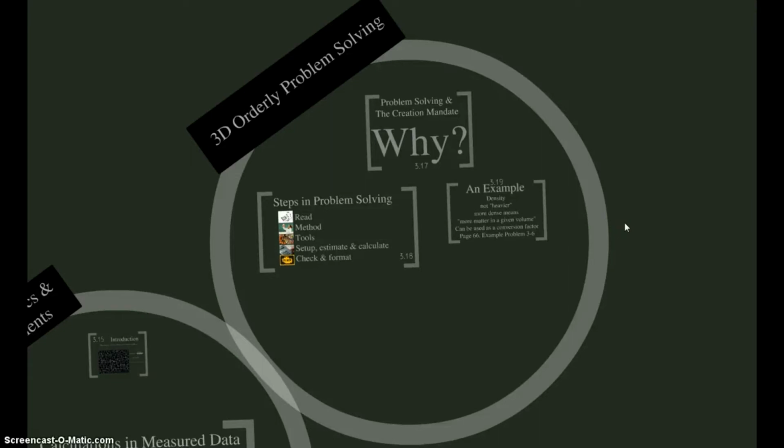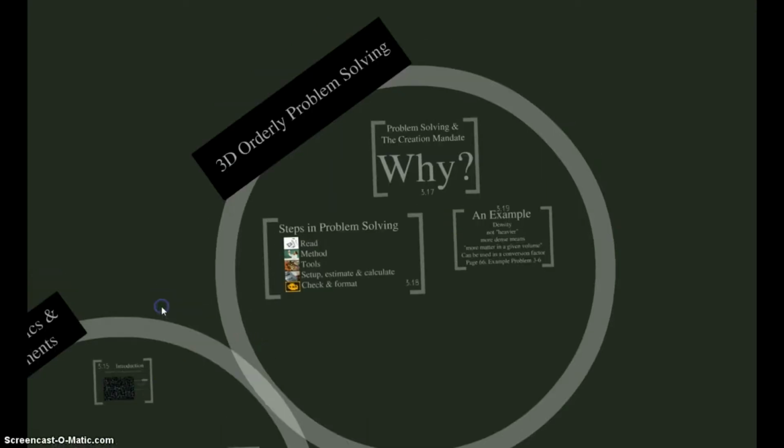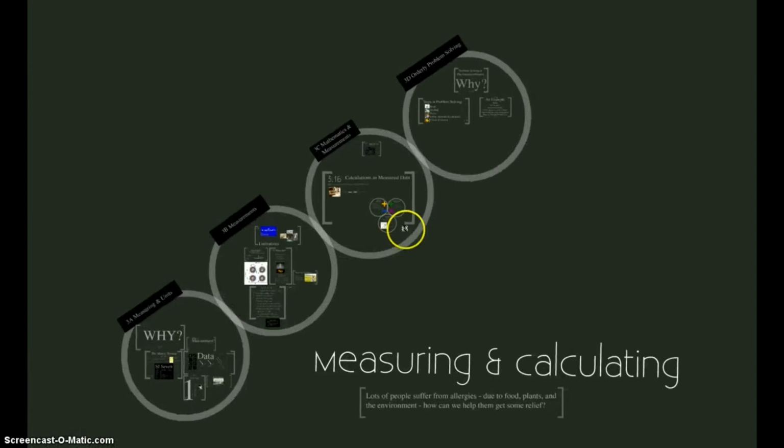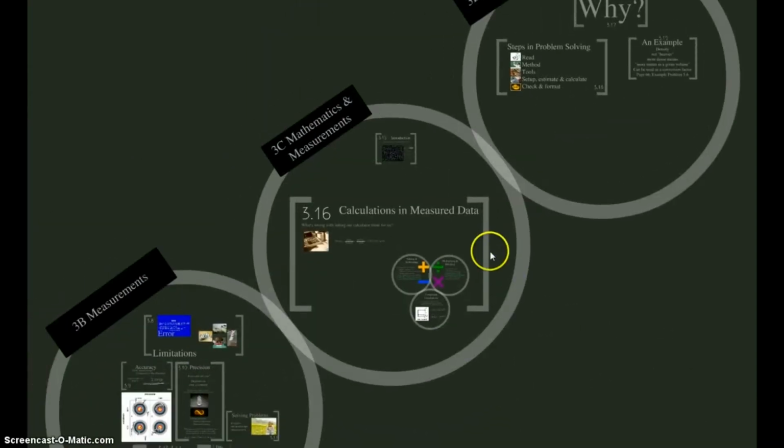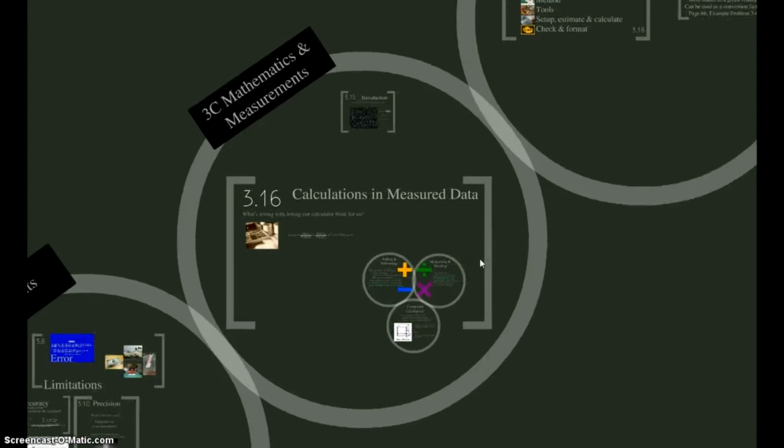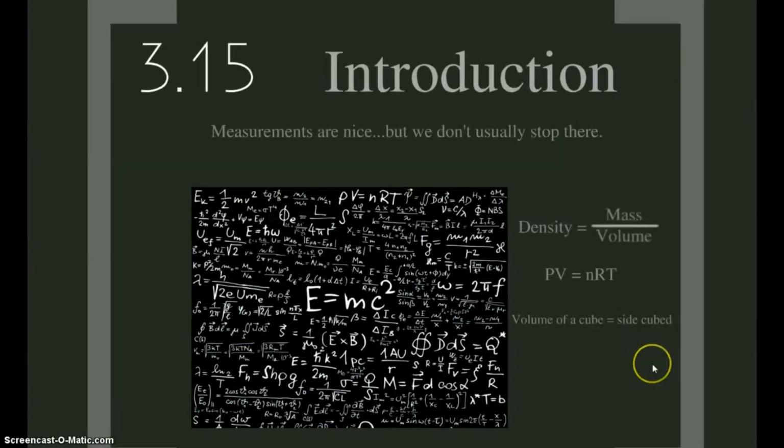Okay, so our next section here is 3C, talking about mathematics and measurements. We're going to take our measurements and then talk about what we actually do with them. The first thing we want to mention is that we make measurements in science and they're really useful, but the reason they're useful is we like to plug them into nice formulas.